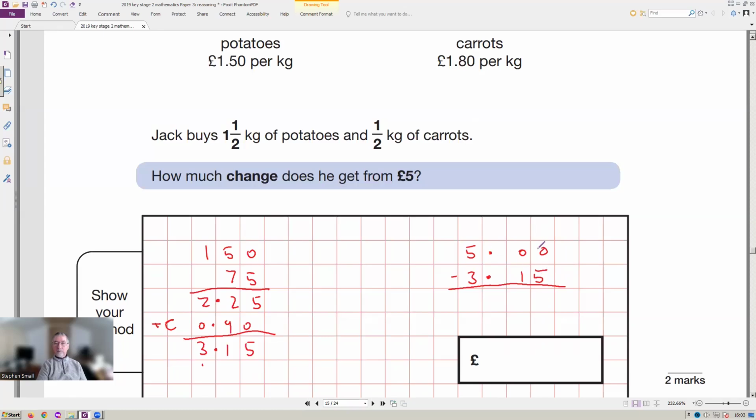Right, 5 from zeros, cross off the 4, 5 make it a 4, this becomes a 9, this becomes a 1. 5 from 10 is 5. 1 from 9 is 8. Yes, that's right, it's going to be 85 pence or something. And then 3 from 1, yes, £1.85. Okay.